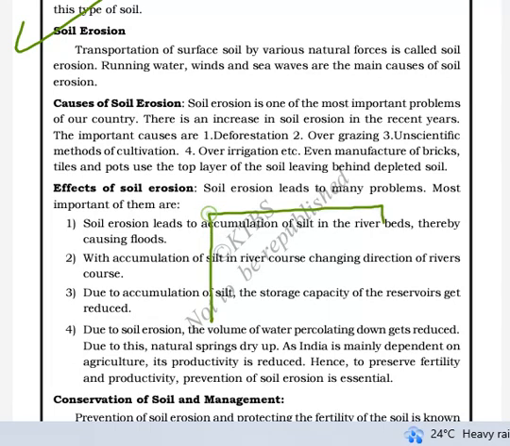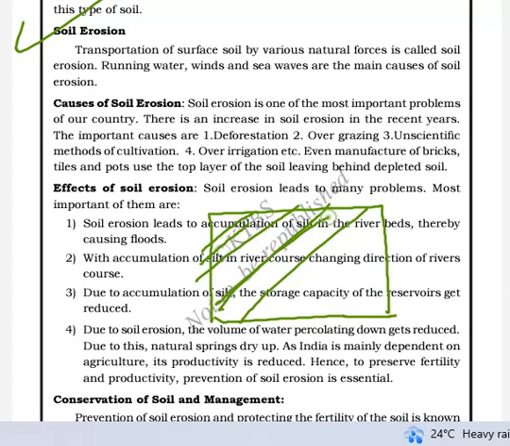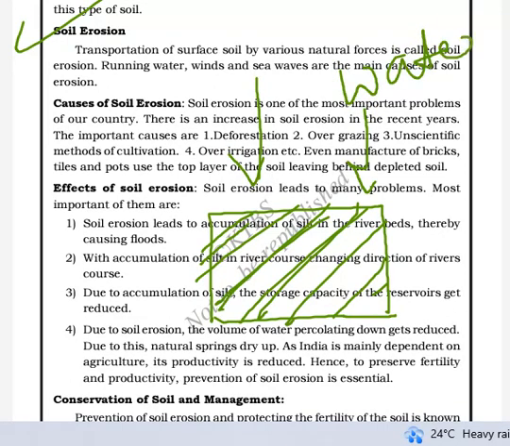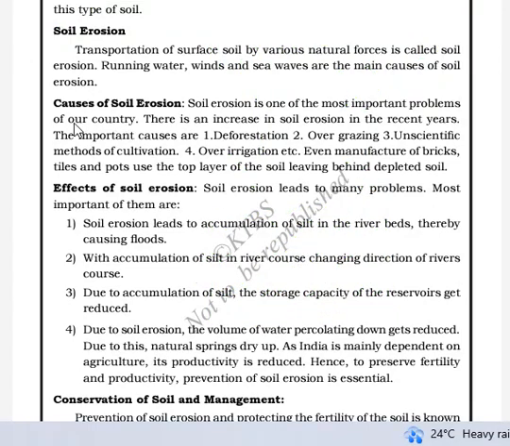Suppose this is a piece of land and the top layer is this layer. So if wind and water come near this land, what will happen? They will blow off the top layer of the soil along with them. They will carry away the top layer of soil. The soil is no longer fertile, right? The top layer is already washed. So that process is called soil erosion.